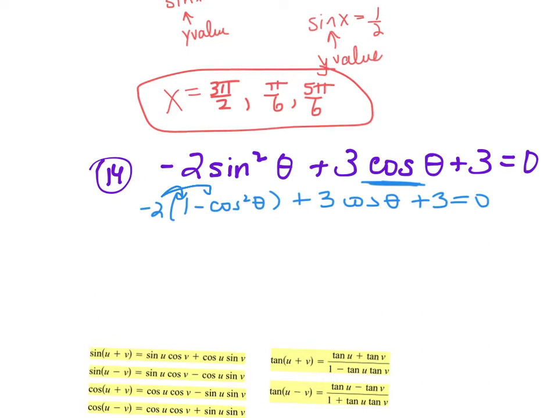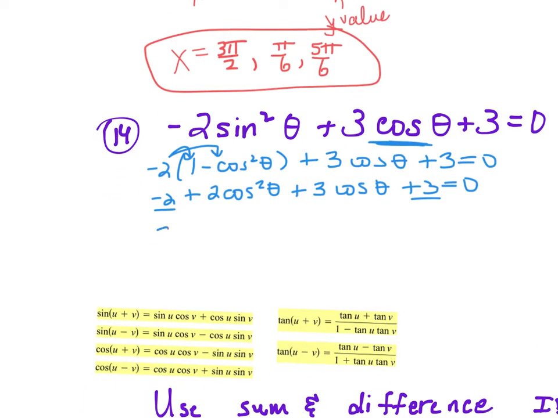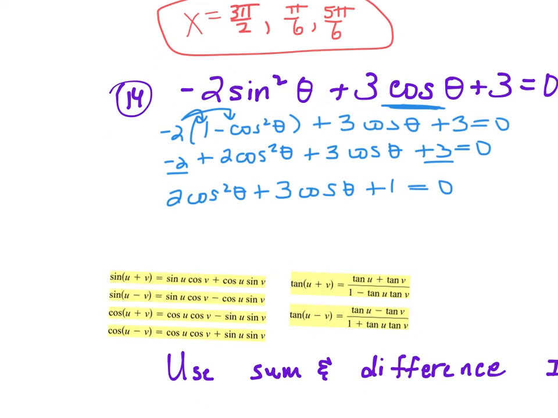We're going to distribute my -2, so -2 times 1 is -2. -2 times negative cosine squared is plus 2 cosine squared theta, plus 3 cosine theta, plus 3 equals 0. So I can now combine like terms. So I have 2 cosine squared theta, plus 3 cosine theta, plus 1 equals 0. Now that I have my trig functions the same and it's a quadratic, I'm going to think algebraically. So 2x squared plus 3x plus 1 equals 0.